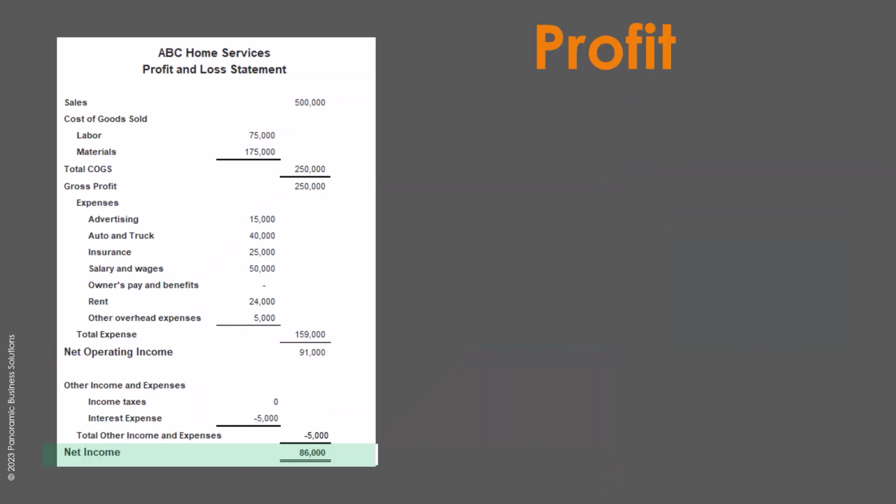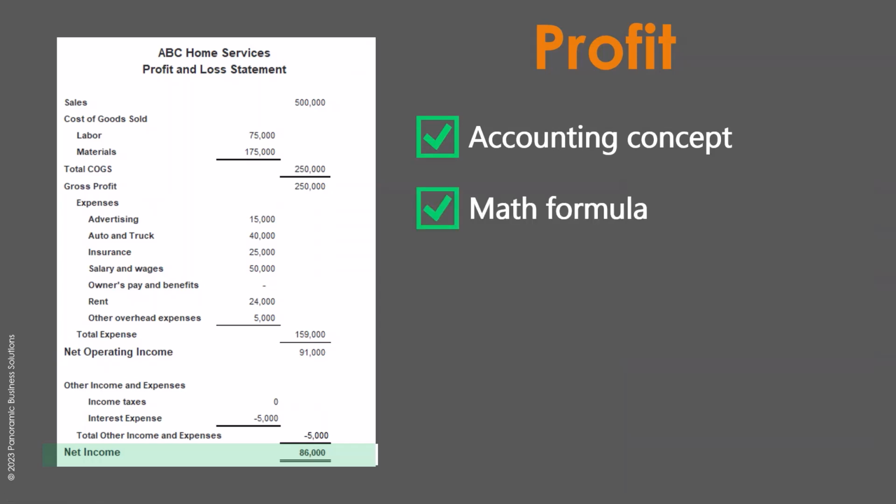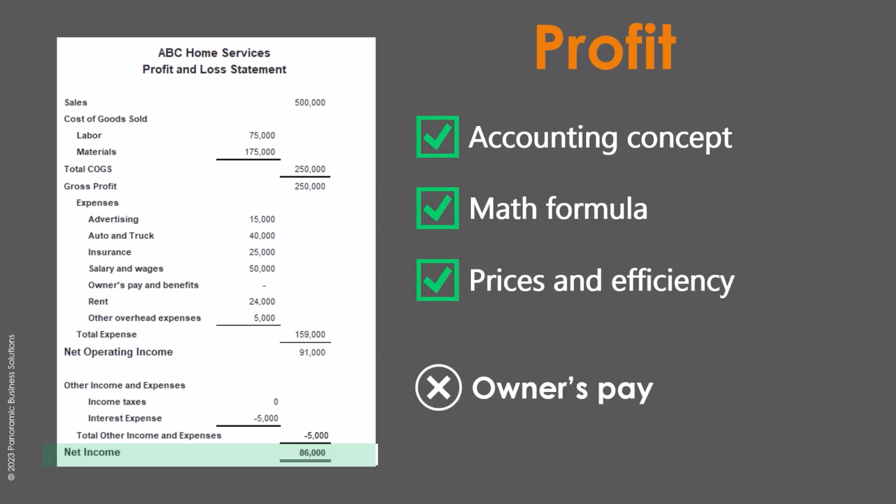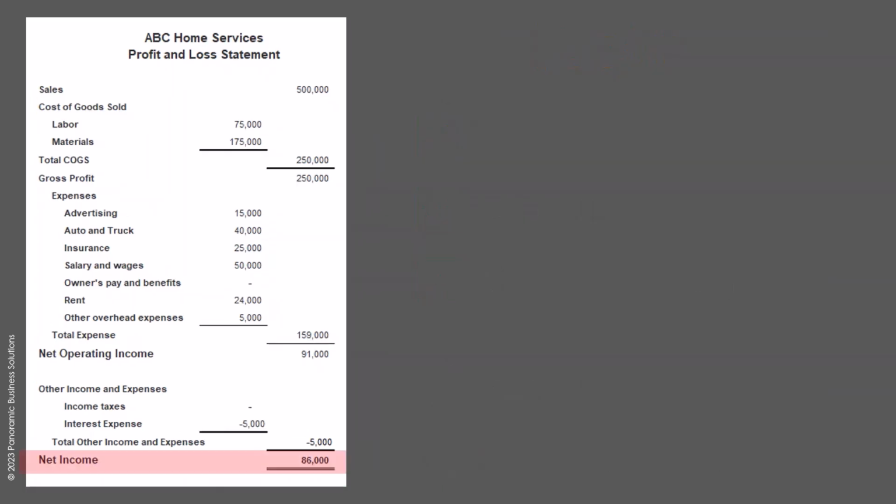When you're looking at profit, it is an accounting concept based on the matching principle. It is simply a math formula: sales minus your expenses. Profit measures the company's ability to charge the right price and operate efficiently. It is not owner's pay, and it does not equal the amount of cash that you have in your bank account.